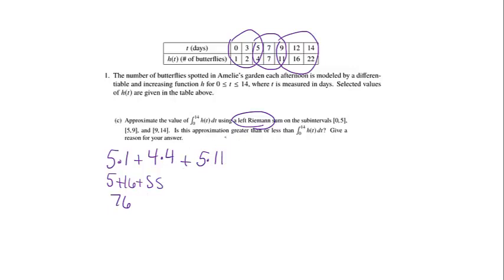And they said, is this approximation greater than or less than the actual value? So first of all, it does say that it's an increasing function, so that's important. If we have some sort of increasing function, and I do a left sum, so I'm going from the left, notice that I'm going to end up getting an under approximation. So the approximation is less than the integral from 0 to 14 of h.